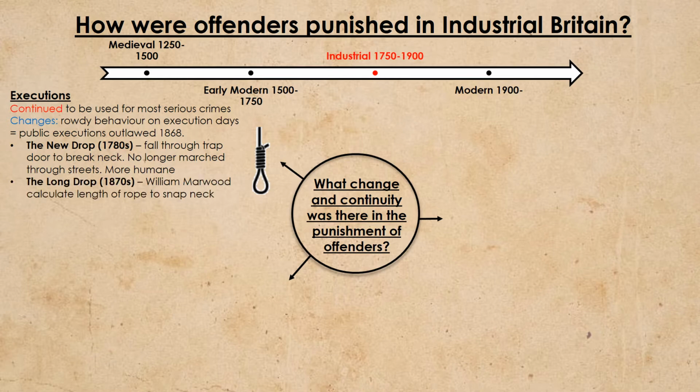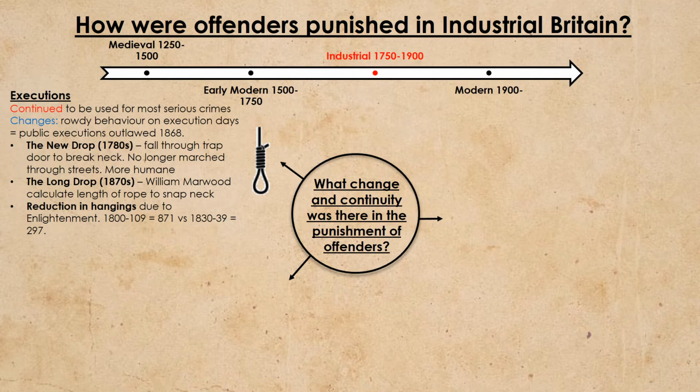In the 1870s then, you also get the development of the long drop. Now this is developed by a man called William Marwood, who is one of the chief executioners in England at the time, and he calculates the length of rope required to snap a neck instantly. Again, this is considered more humane because it would lead to a quicker death than strangulation.